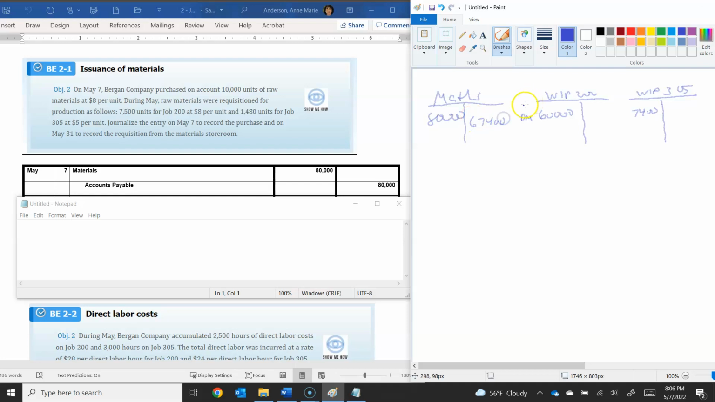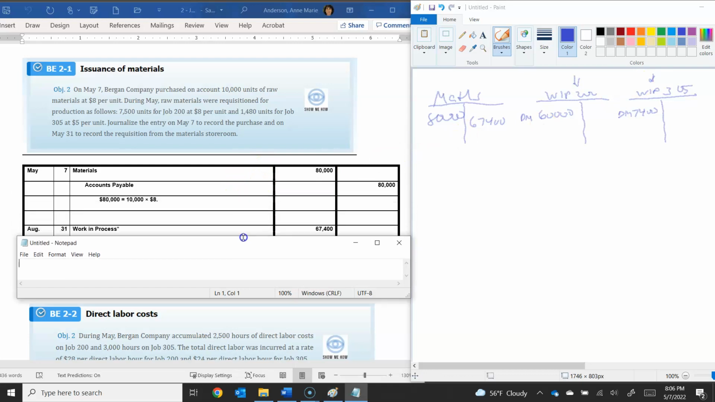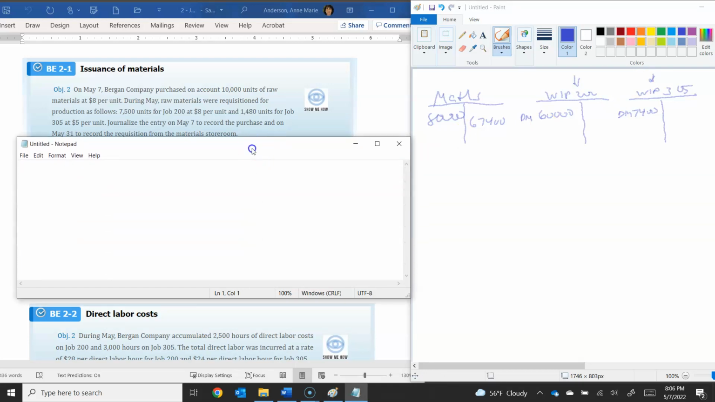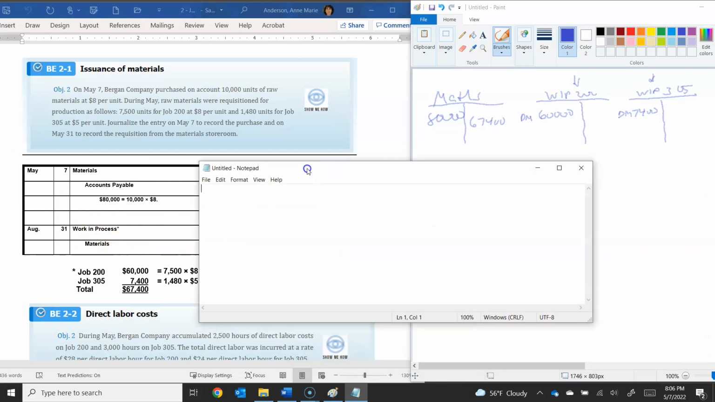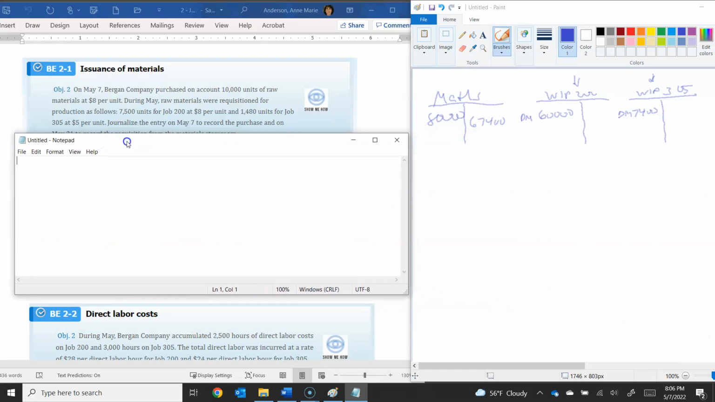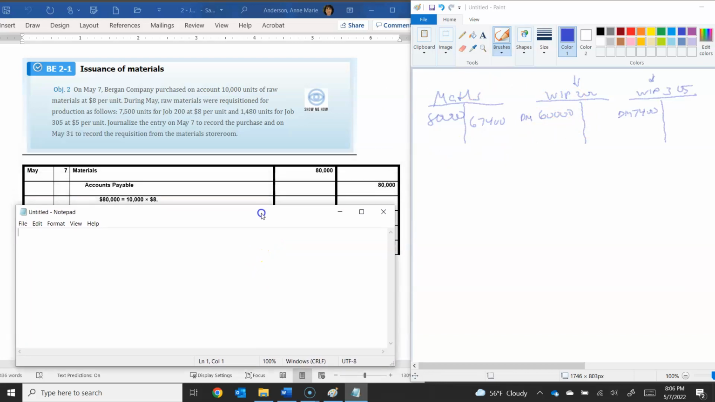So what I'm doing is I'm tracking my direct material. I'm tracking all my costs by job. Trust me, I've done this a few times. It makes sense to do it this way. But when you go to input it into Cengage, if you have a problem that's similar to this, they'll have you just do it in its entirety. Debit to WIP, credit to materials for the full total. But I know, because I've done this before, that they're going to ask you at the end what the total cost was for job 200 and job 305. So I'm going to keep them separate in our notes.